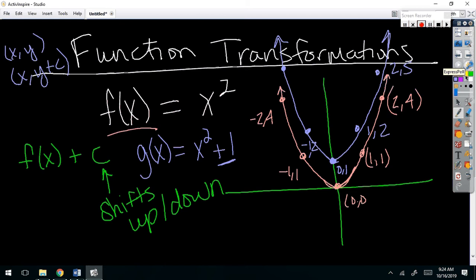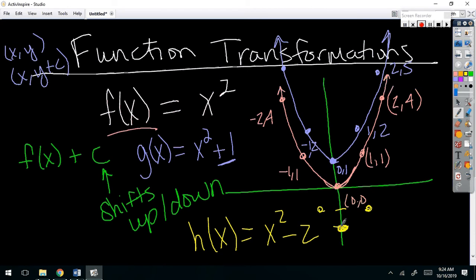What if I said h of x equals x squared minus 2? What is that doing? It's going down 2. Always from the parent. So x squared minus 2, every single point slides down 2. Again, I could take every y coordinate and subtract 2 from it, and it would just slide everything down. Does that make sense? All right, those are the first 2 rows.